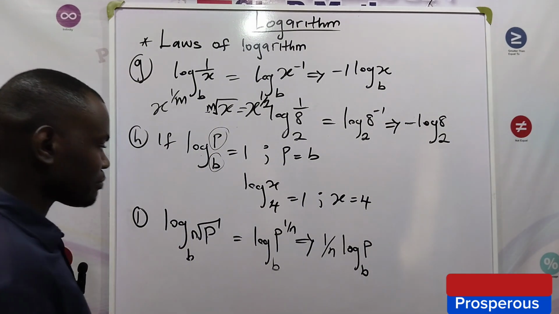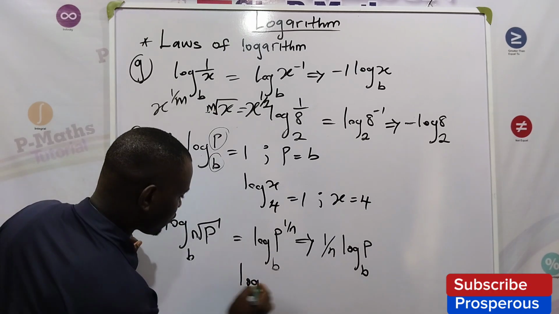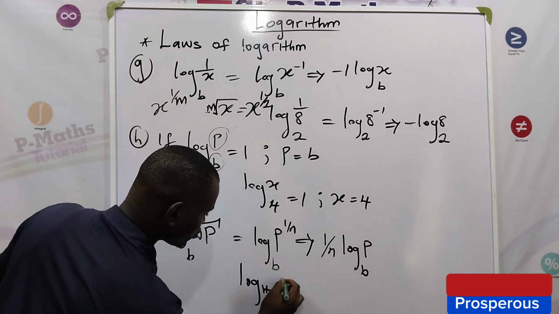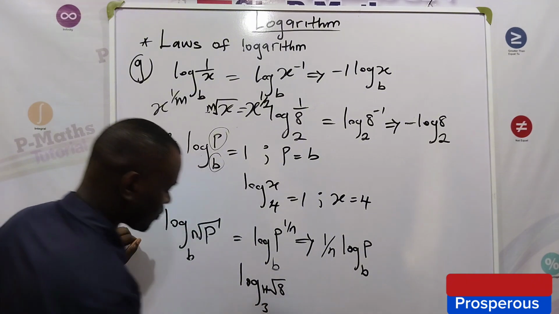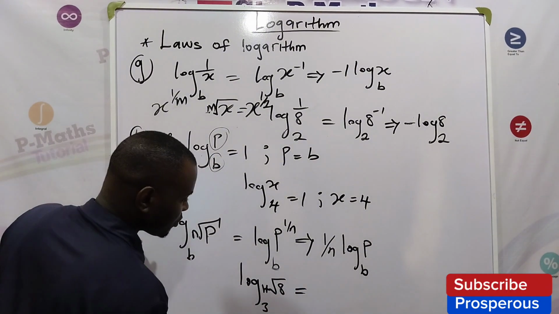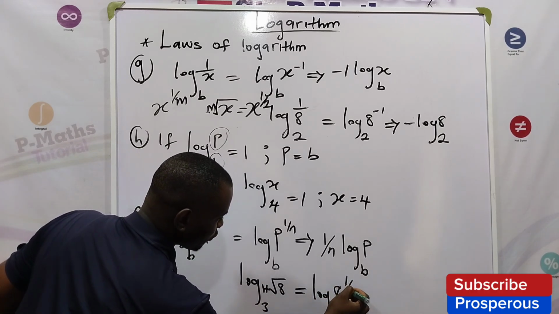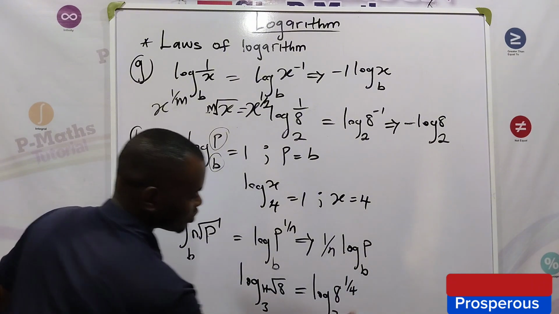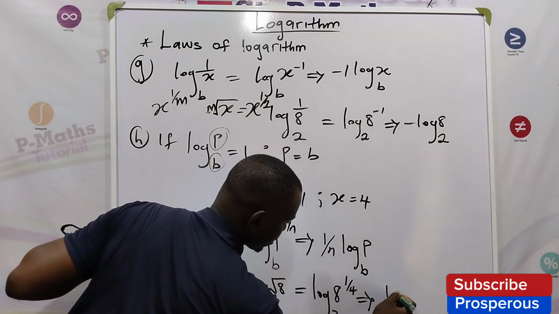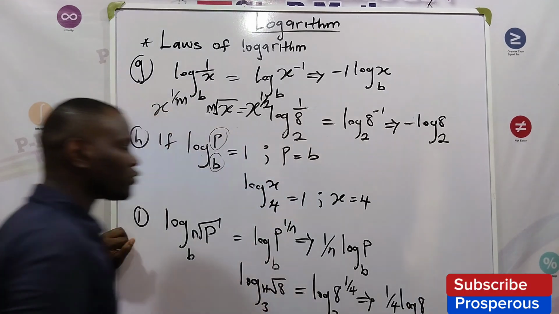Let's look at an example to that. I have logarithm of fourth root of 8 to base 3. This would give me logarithm of fourth root, means 8 raised to the power 1 over 4 to base 3. Power comes to the front, and then we have 1 over 4 logarithm of 8 base 3.